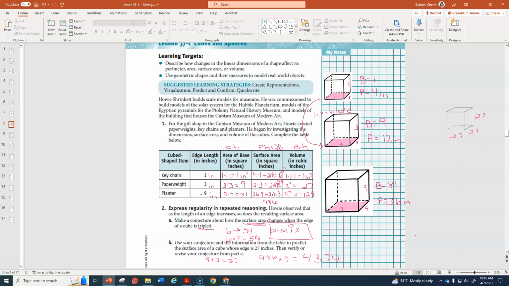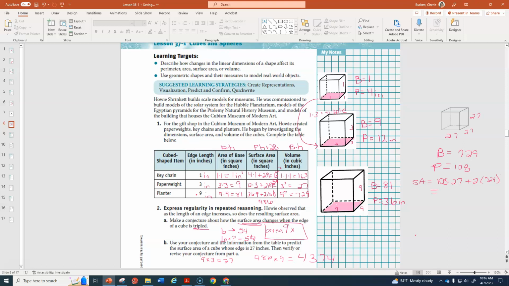And the formula is we need the area of the base. The area of the base is 27 times 27. That's 729. We need the perimeter. The perimeter is 27 times 4. So that's 108. And the surface area, if we calculated it, would be the perimeter, 108, times the height of the cube, which is 27, plus 2 times the area of the base.